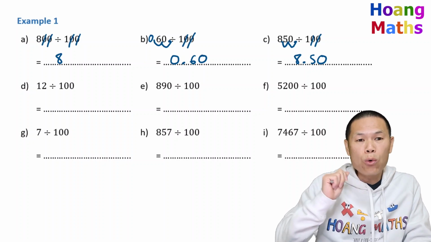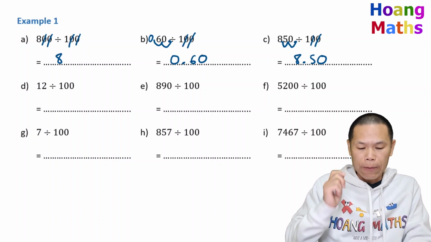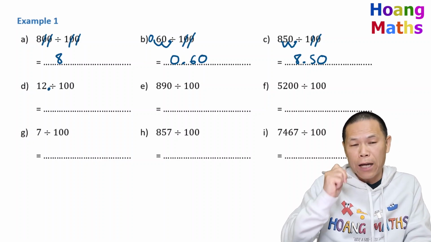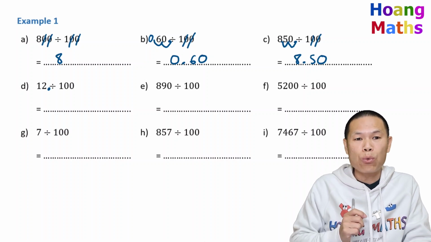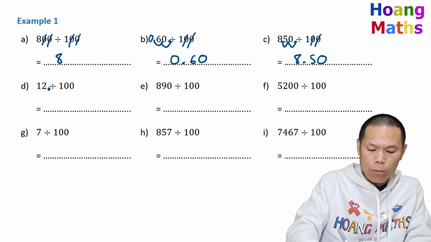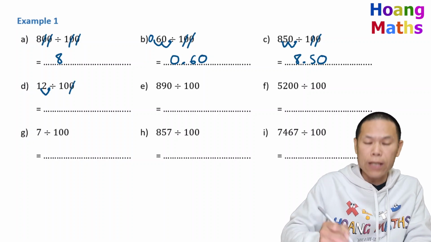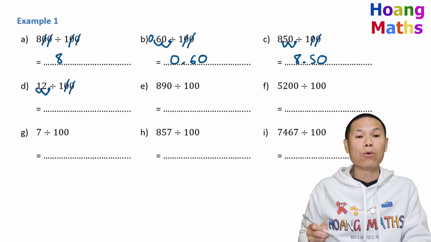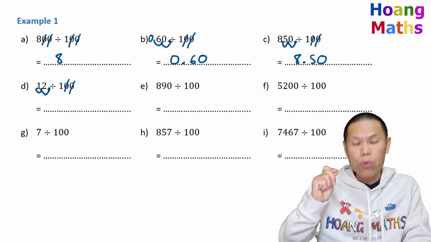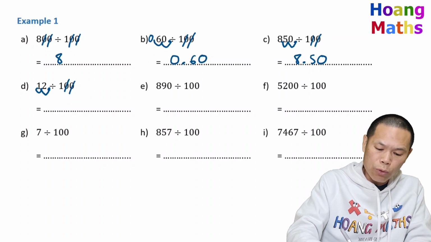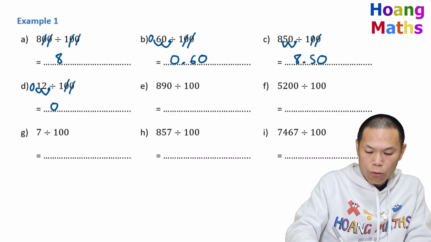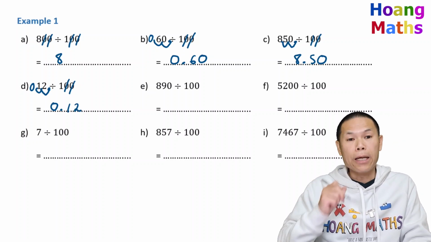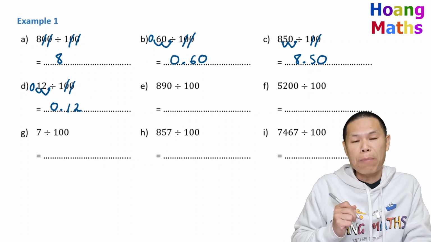Part D, 12 divided by 100. Again, no decimal point, which means it is right at the back here. So we divide by 100, the answer should be smaller than 12. In other words, this decimal point here, move 1 unit to the left. We cancel this. And then we need to move 1 more time to the left. We cancel this 0. So it becomes 0.12 divided by 1. So of course, we put a 0 in front. So it becomes 0.12. There you go.